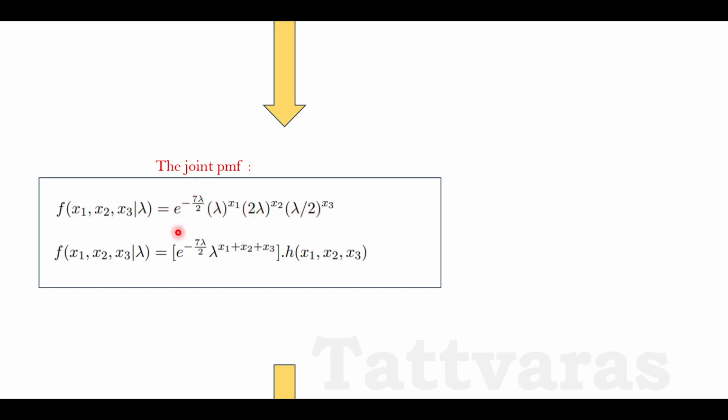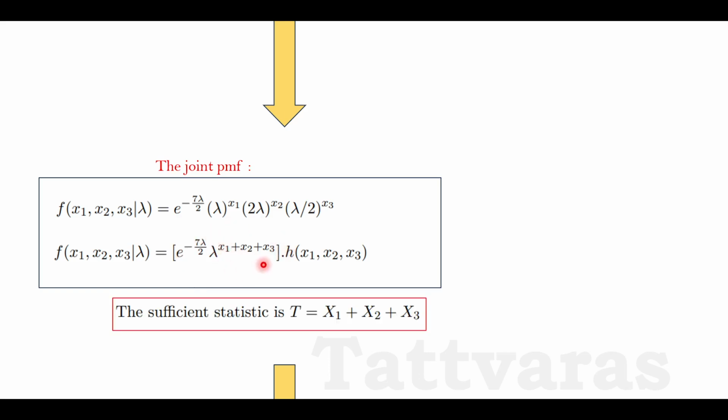So we can write the same thing as this, where h of x1, x2, x3 is a constant which involves terms like 2 to the power x2, half to the power x3, and so on. So from this particular function, we can understand that this is our g, the function g, which involves t and theta, where theta is the lambda here. Lambda is the unknown parameter. And what is t? T is x1 plus x2 plus x3. So by the factorization theorem, our sufficient statistic is x1 plus x2 plus x3.